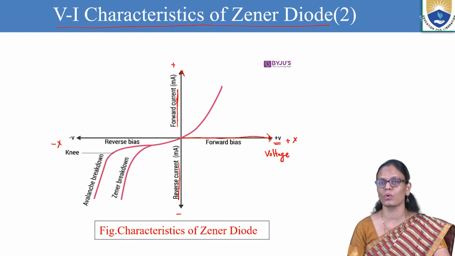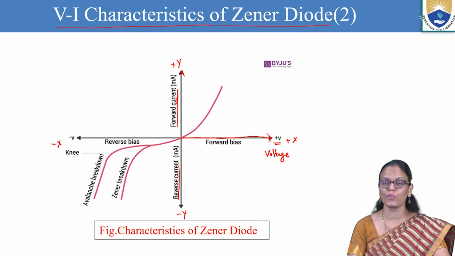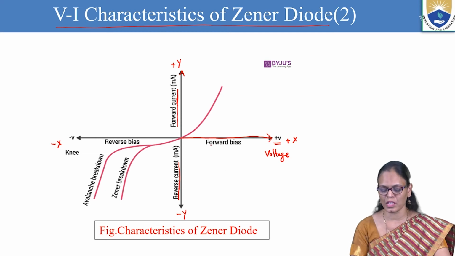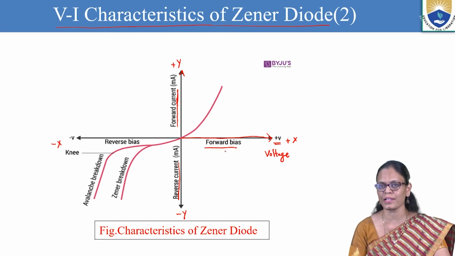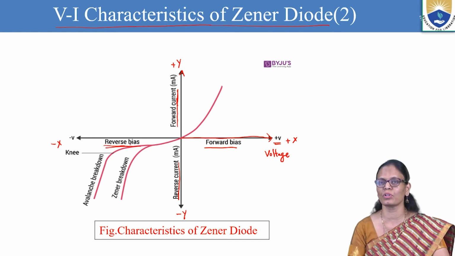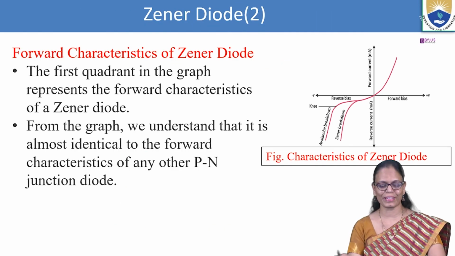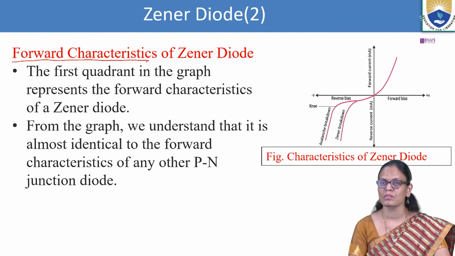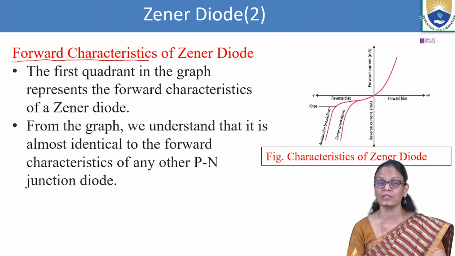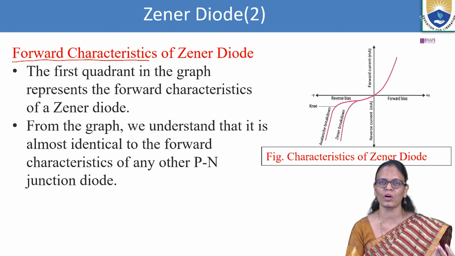So the x-axis is voltage and the y-axis is current. This is forward current and this is reverse current. This is forward voltage in forward bias and this is reverse voltage in reverse bias. We will discuss both the forward characteristics and the reverse characteristics separately. First, the forward characteristics. We get these when we connect the Zener diode in forward bias, that is, P connected to the positive of the external supply and N connected to the negative.